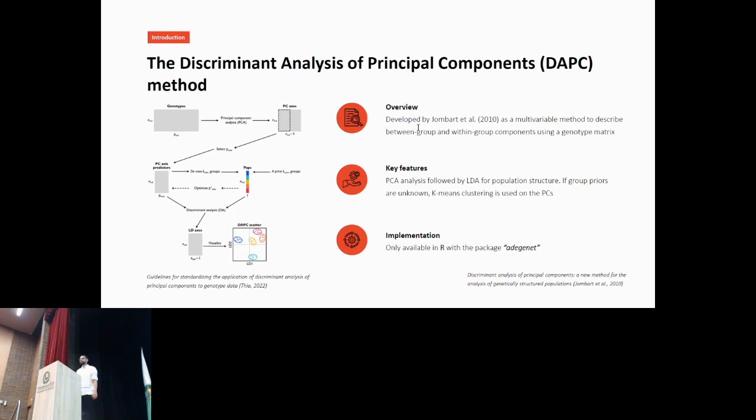For this method, it is necessary to have information on the samples, but if the information is not available, researchers can go for a de novo clustering analysis using k-means clusters on the principal components. Currently, the DAPC method is only available in R with the package adegenet.